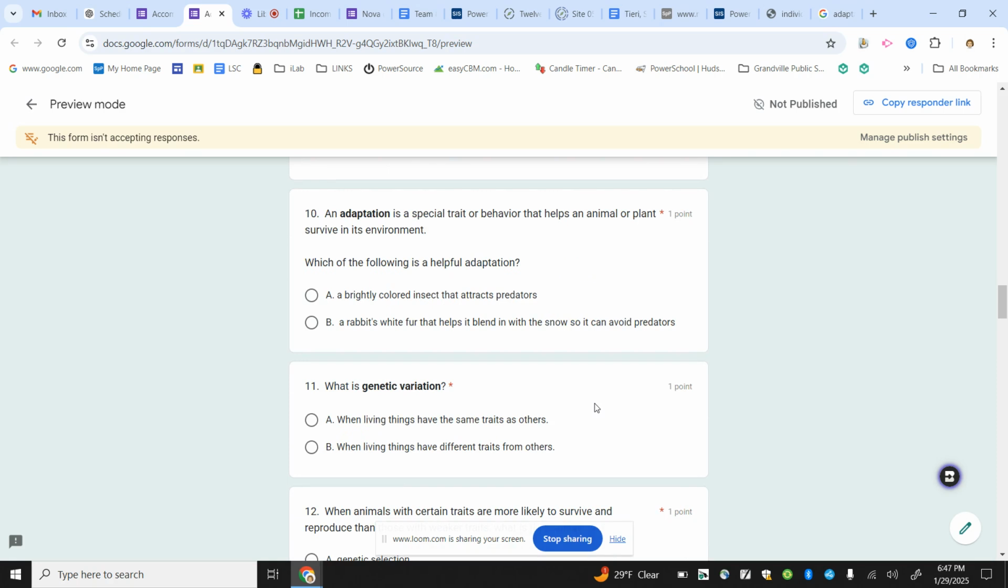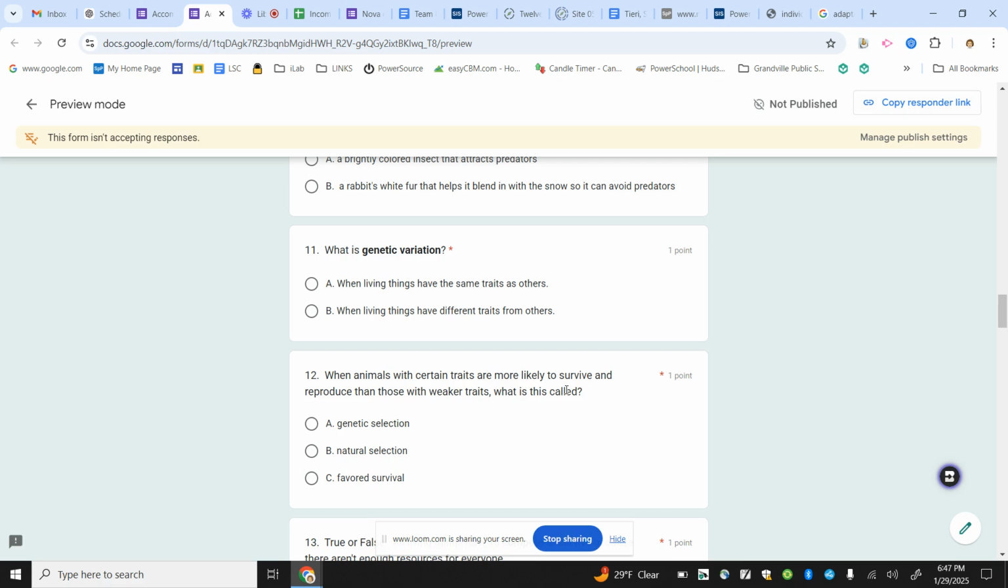Number 10. An adaptation is a special trait or behavior that helps an animal or plant survive in its environment. Which of the following is a helpful adaptation? A. A brightly colored insect that attracts predators. B. A rabbit's white fur that helps it blend in with the snow so it can avoid predators.